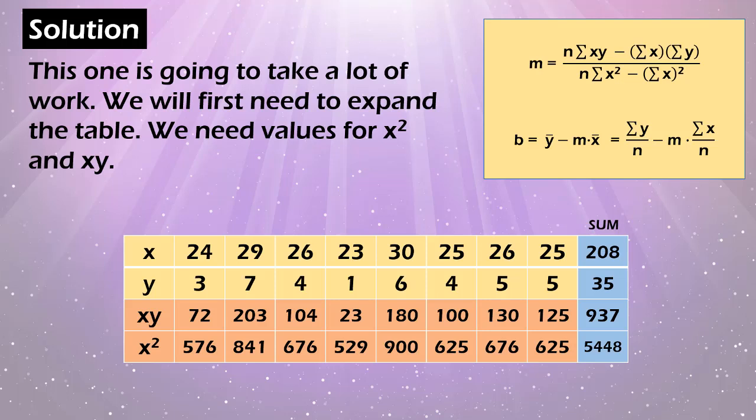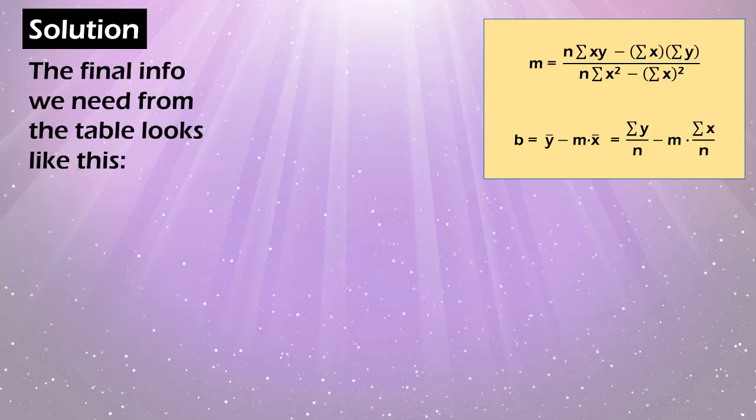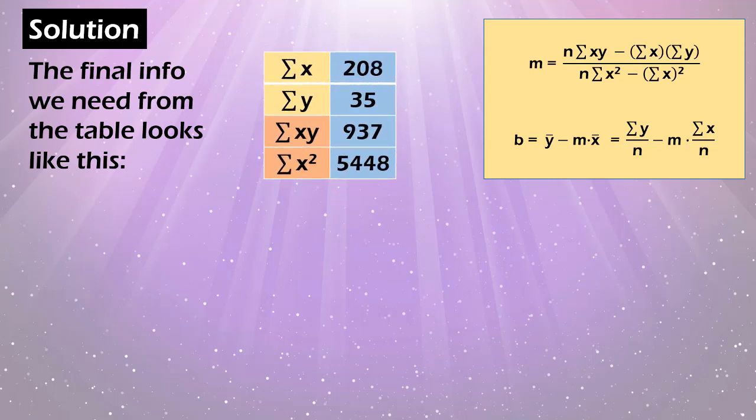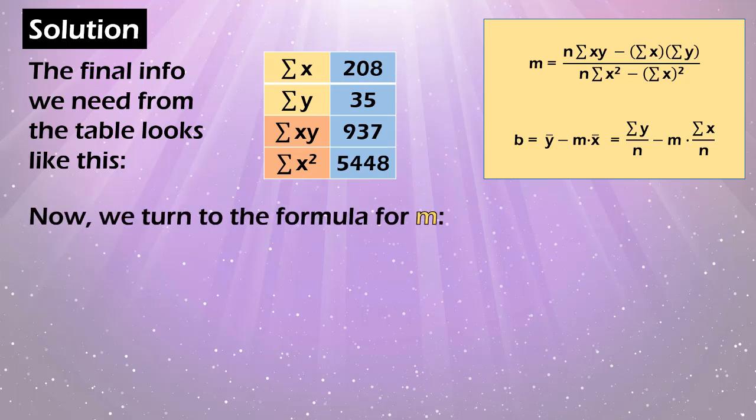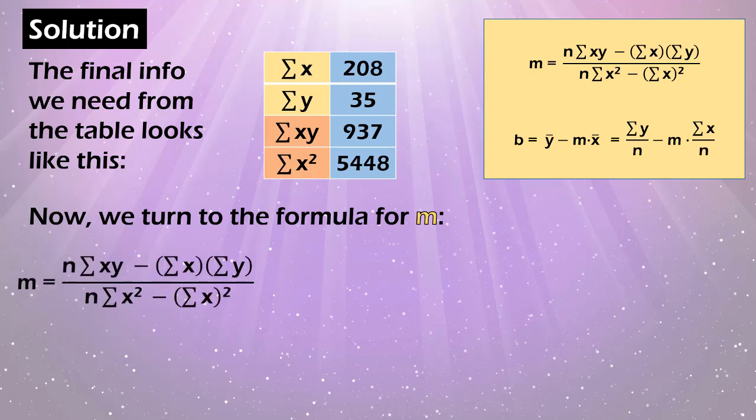So we'll keep the values that we need. Sigma of x is 208. When we added up the x's, we got 208. Sigma of y is 35. Sigma of x times y is 937. And sigma of x squared is 5448. We're going to go ahead and compute m first. m equals n times sigma xy minus the quantity sigma of x times the quantity sigma of y, over n times the sigma of x squared minus the quantity sigma of x squared.